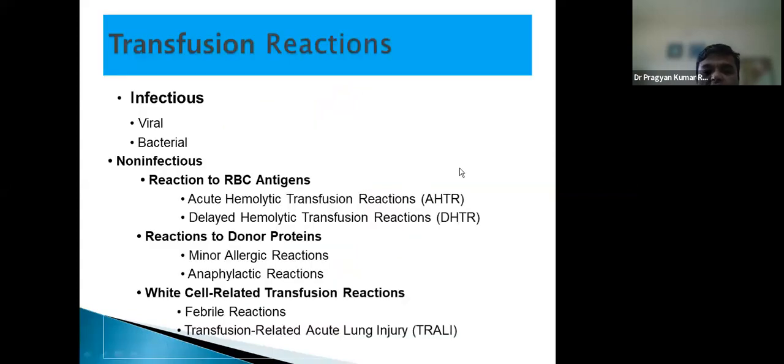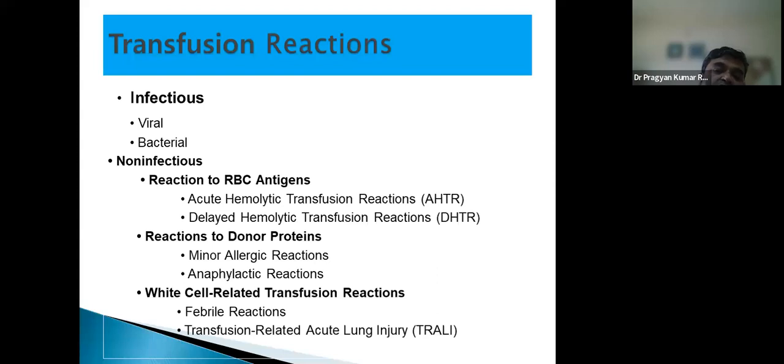So coming to our topic today, transfusion reaction. If there is a transfusion reaction, what are these? Number one are infectious, viral and bacterial, which we will be discussing very little. Rather, we'll be discussing more about non-infectious transfusion reactions. Number one is reaction to RBC antigen. We call it acute hemolytic transfusion reaction, the most dreaded reaction. In short, we call it AHTR. Then there is delayed hemolytic transfusion reaction, and reaction to donor protein, which we call minor allergic reactions or anaphylactic reactions.